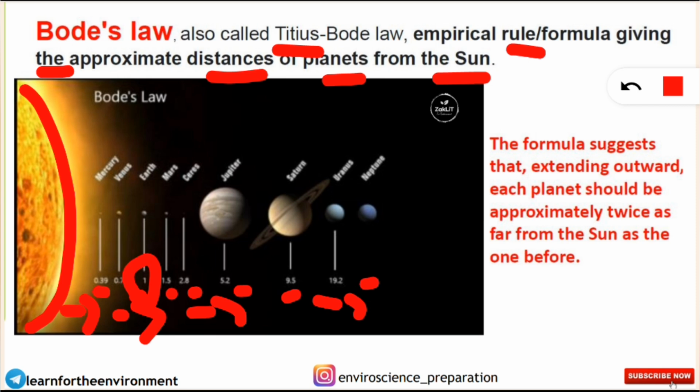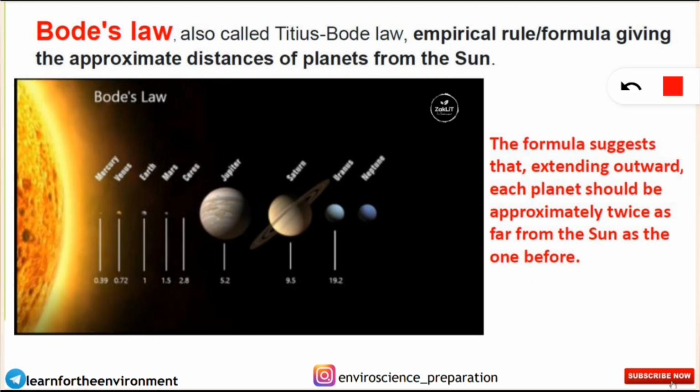Yes. So the formula suggests that extending outward, each planet should be approximately twice as far from the Sun as the one before. Yes, this is very interesting. What does Bode's law suggest? If we go from Mars to Ceres, 1.5 is the distance from the Sun to Mars, but as we move on to Ceres, it is 2.8, almost double the distance from Mars.